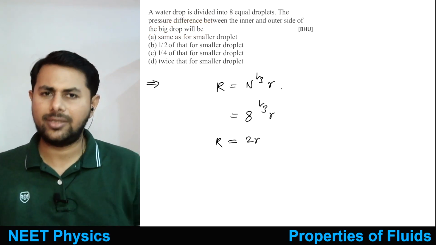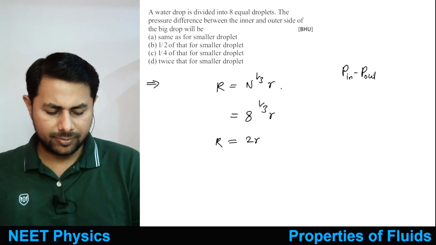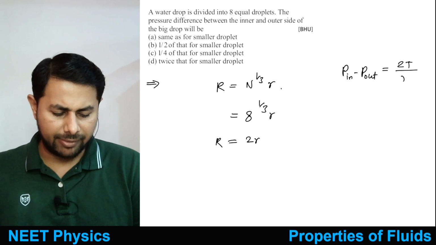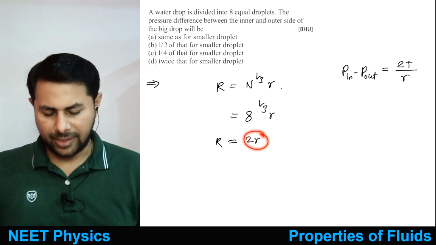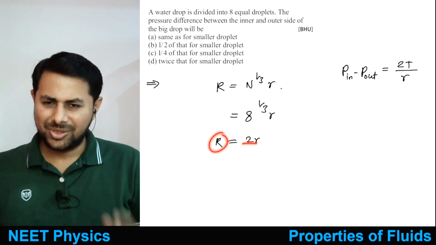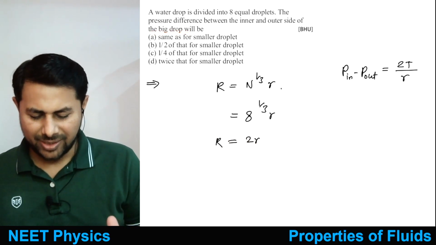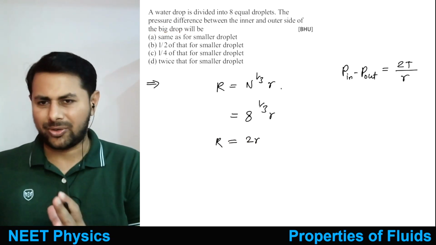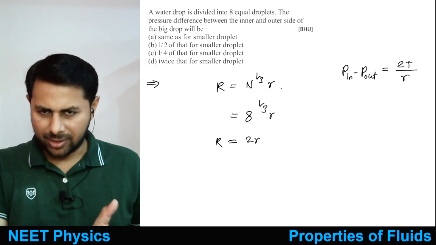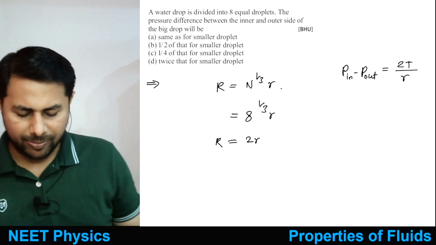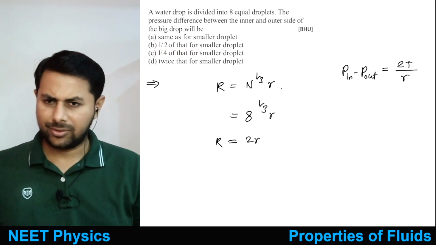Then the pressure difference between the inner and outer side of the big drop. If the radius increases, what happens to the pressure? P in minus P out for a drop is 2T divided by R. R has become twice, right? The radius of the big drop is 2 times the radius of the small drop, and the question is the pressure difference between inside and outside of the big drop only. So for the big drop, the radius is twice that of the smaller drop, and that's why the pressure would be half. Okay, so this is simple.